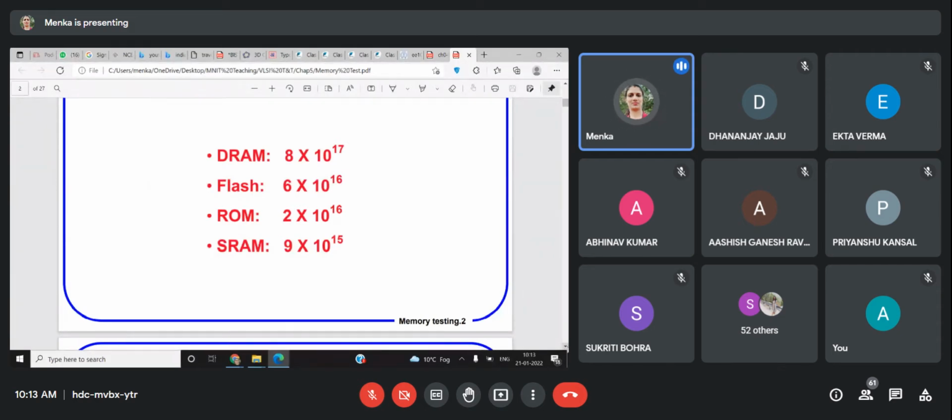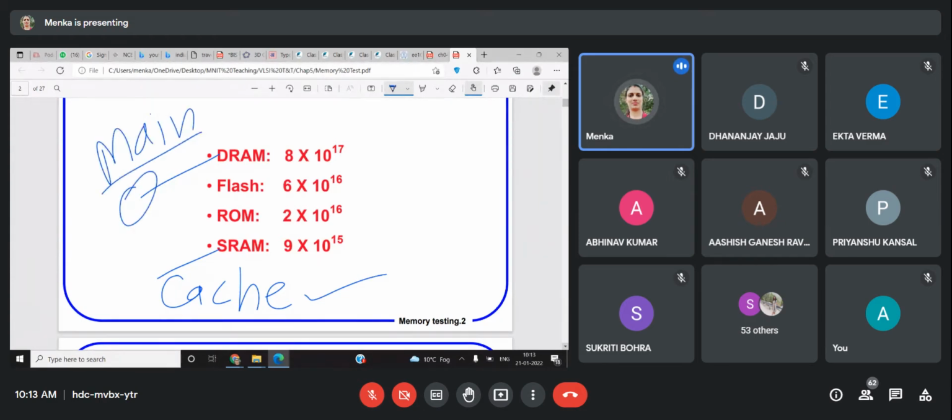So DRAM कहाँ पर काम में आती है आपके कंप्यूटर आर्किटेक्चर में? कुछ आइडिया है? SRAM is the fast memory which is used in cache, and DRAM is used in the main memory because DRAM is a little bit slow, but the density is really very high.